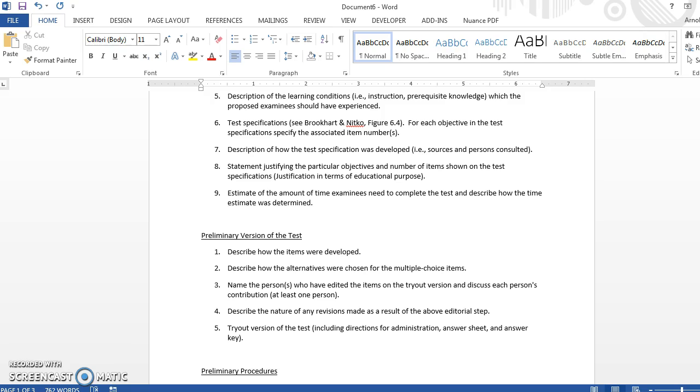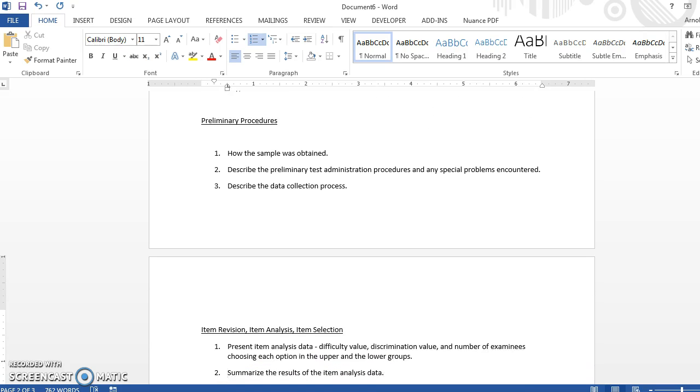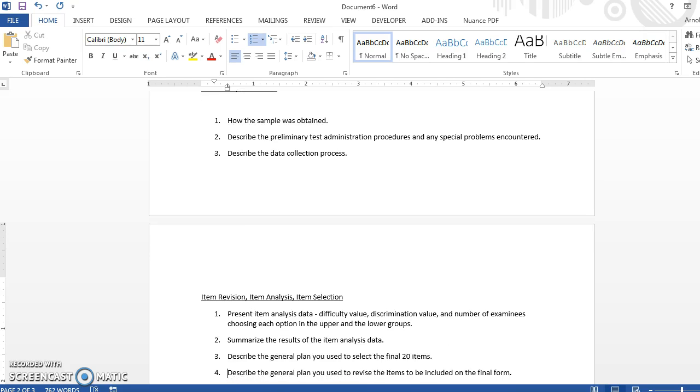And then the tryout version of the test, number 4, describe the nature of any revisions. So, maybe wording, anything that you saw that maybe you should change. Number 5, the tryout version, including the directions for administration, the answer sheet, and the answer key. Pretty self-explanatory there. Then preliminary procedures, how the sample was obtained. So just explain that. Number 2, describe the preliminary test administration procedures and any special problems that could be encountered. Maybe you had a child that threw up during the test. That would be a special problem, and that might totally invalidate the entire test.